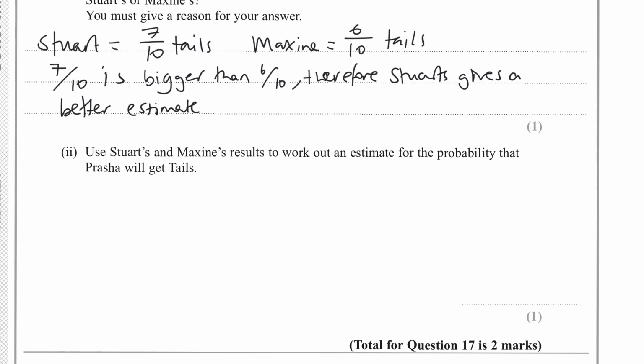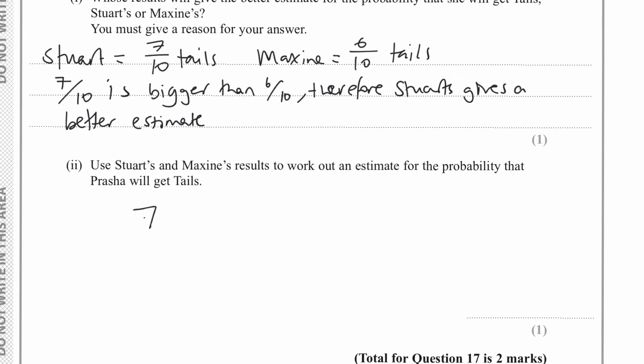Then it now says use Stuart and Maxine's results to work out an estimate for the probability that Prasha will get tails. So what it means by this is we are going to multiply both of their probabilities together, because then by doing that, it's going to be giving us more of an average of the likelihood of Prasha landing on tails. So then it's going to be 7 out of 10 multiplied by 6 out of 10.